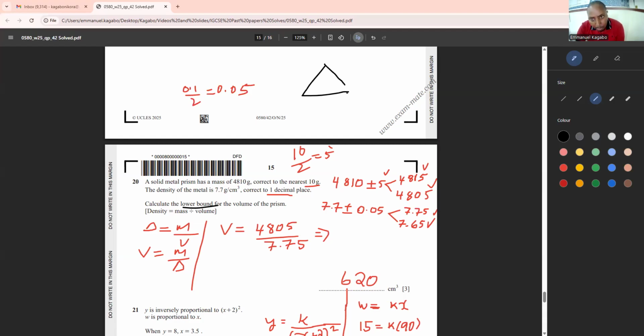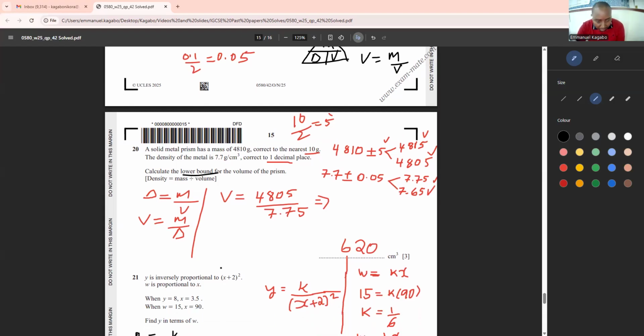Those who do physics, I hope you know that. But even if you don't know, you can get it from IGCSE Math. Density is mass over volume. So basically mass is going to be density times volume. Then volume is going to be mass over density. Okay, very good. So after knowing that, I'm going to calculate the lower bound.